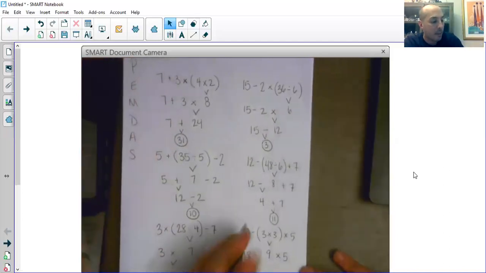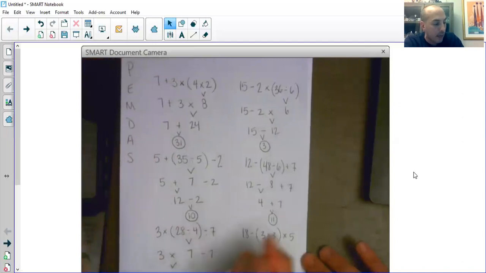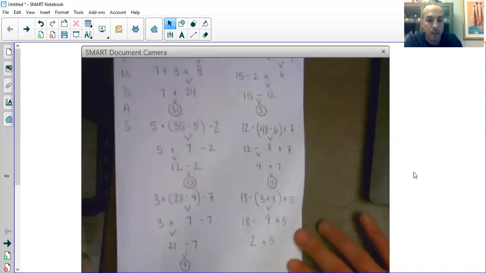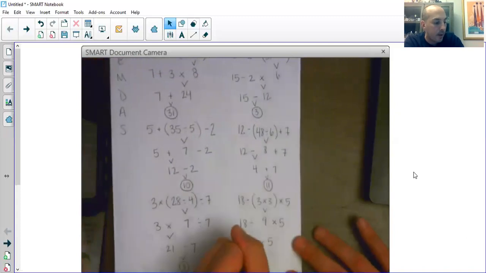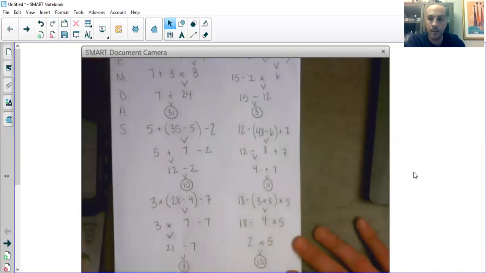So 18 divided by 9 is 2. Bring everything else down. So my new equation is 2 times 5. 2 times 5 equals 10.